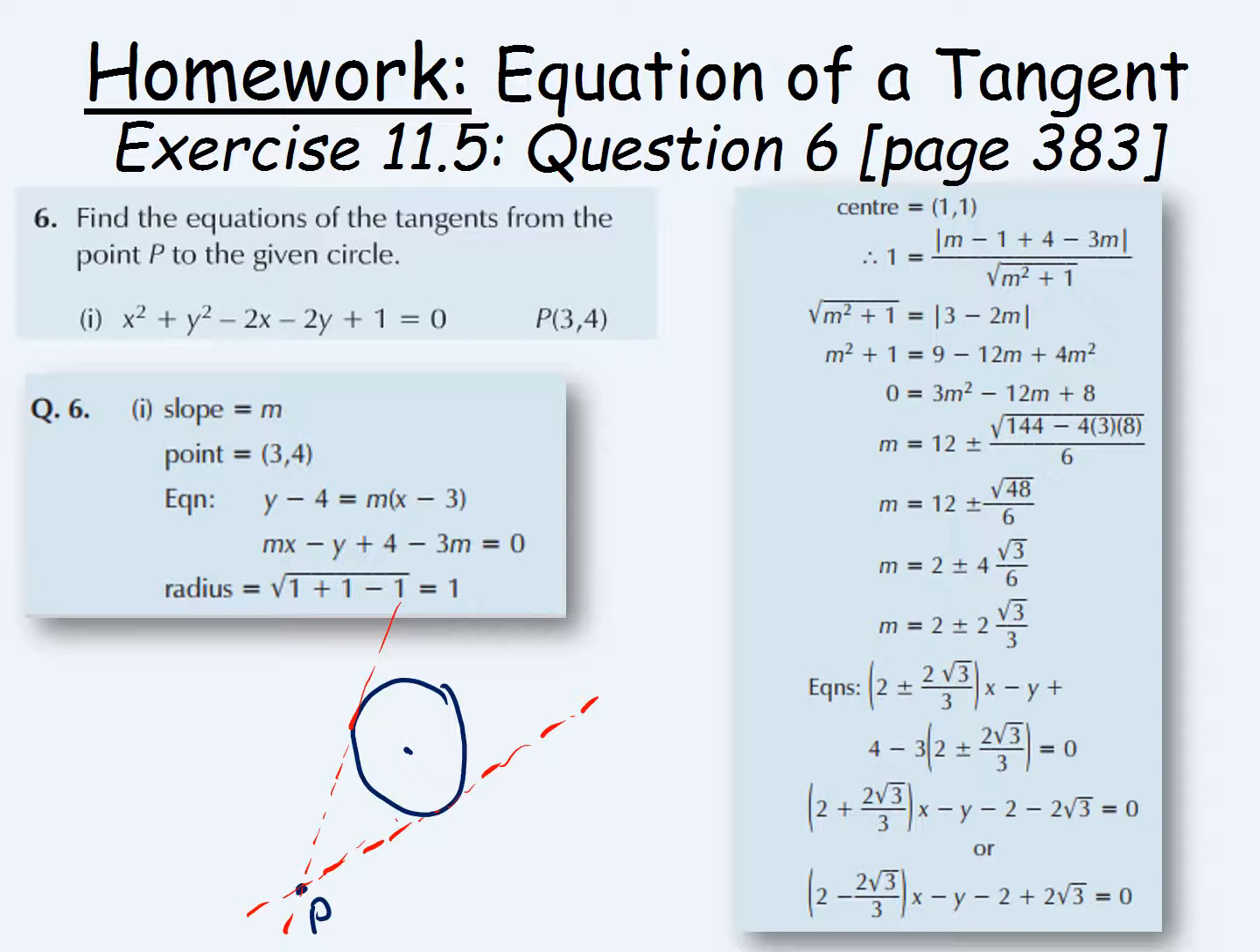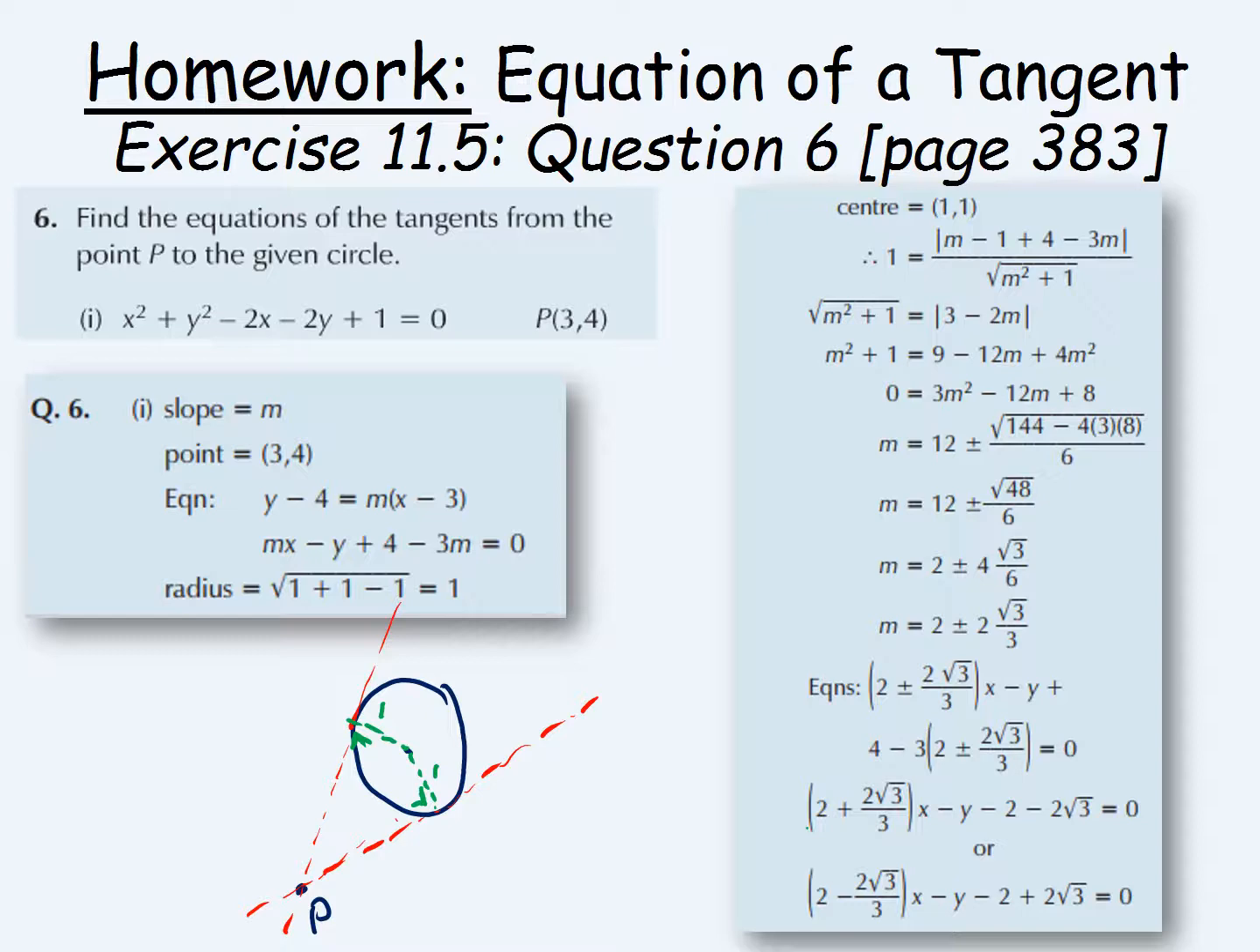So we end up with the equation mx minus y plus 4 minus 3m equals 0. We're using the formula y minus y1 equals m bracket x minus x1, where we know the point 3, 4 is definitely on the line. The second thing we want then is the radius, because I know the distance from my center point to a tangent, the perpendicular distance, is going to be equal to the radius. So I know these green lines both now represent 1.